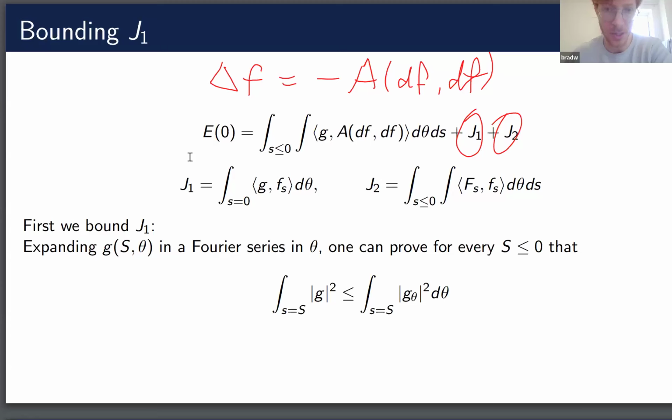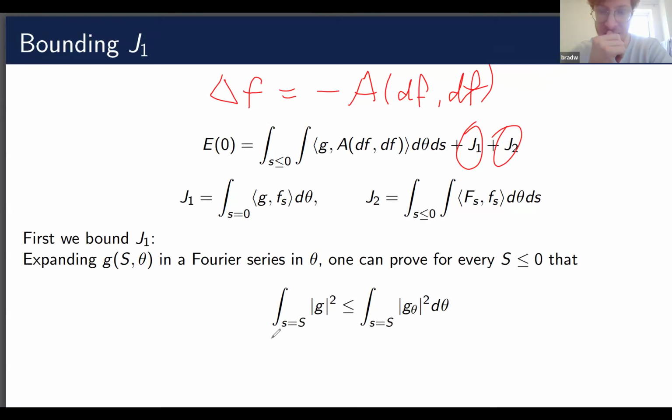Okay, so let's bound J1 first. This G, which had average 0 on each slice, satisfies an inequality like this. On each slice, it's bounded by its derivative in the theta direction, the integral of that. And this can be proved pretty easily using Fourier series. Let's just do that, I guess.